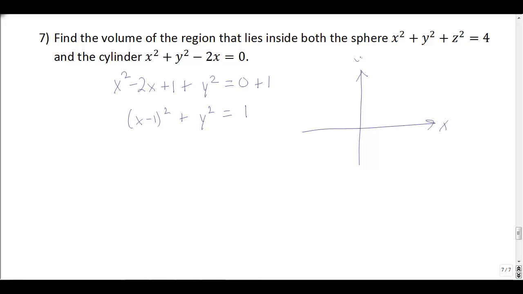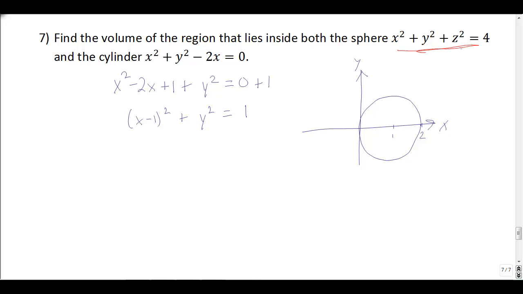Let's just do this in xy. This is a cylinder. Let's put this 1, there's 2. So it's really going to be a circle of radius 1 centered at (1, 0) here, and then z would be 0. For x squared plus y squared plus z squared equals 4, if z is 0, I get a circle of radius 2.